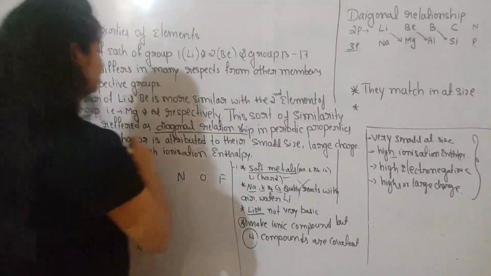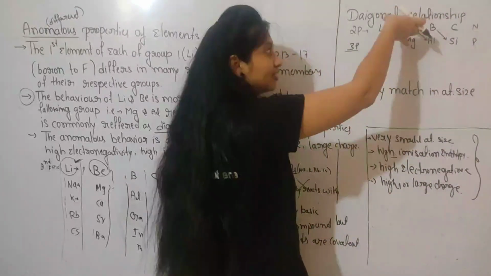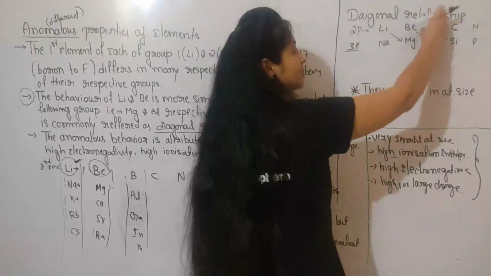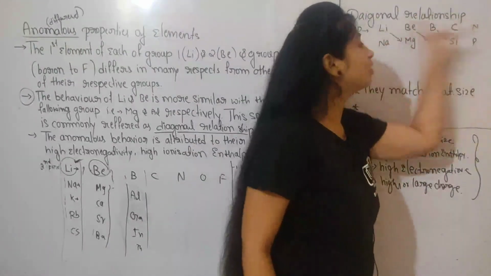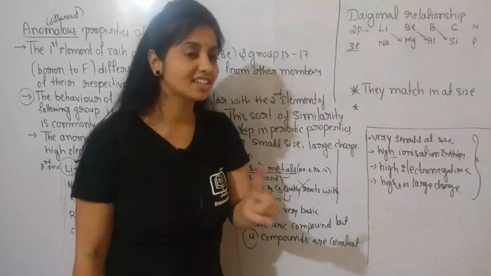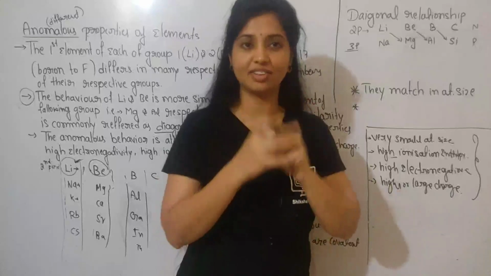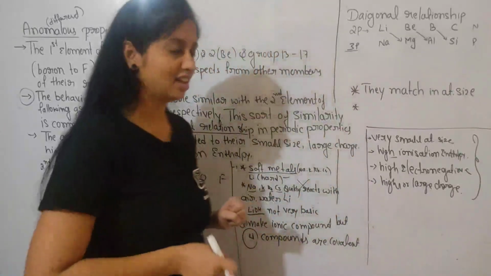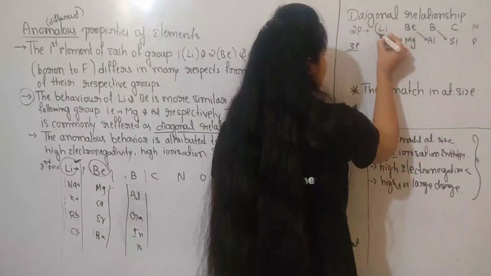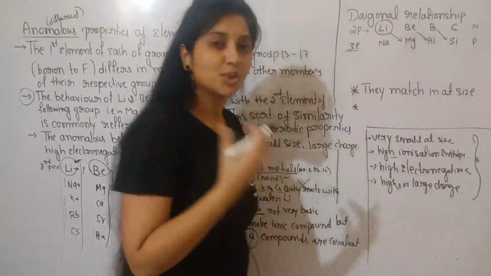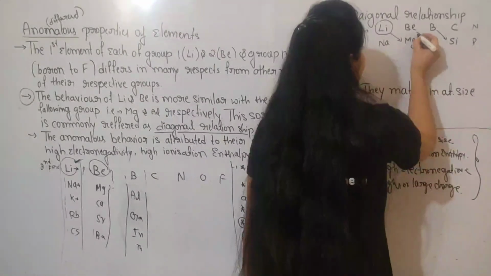But come through the period, lithium has a different property, beryllium has a different property, boron has a different property. Means period-wise they do not have a similar property, just group-wise they have a similar property. This concept you already know very well. But here what happened: the first group element lithium shows a similar property with a second group element.